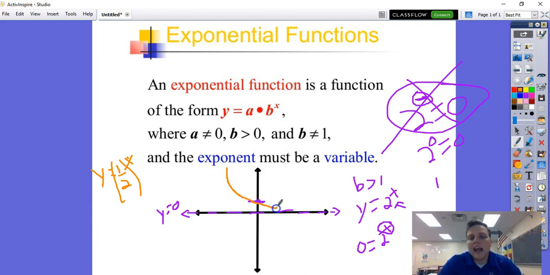So it goes down from left to right. Now remember, we can't ever actually cross an asymptote. So I get really close and I basically say I'm going to continue going forever, getting infinitely closer, but I'll never actually touch it. And bam, this is what I'm looking at. This would be exponential decay.